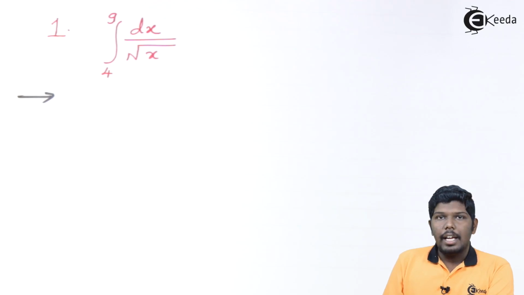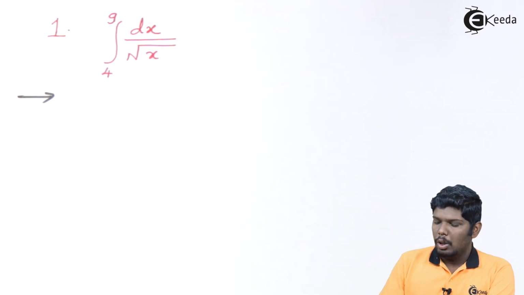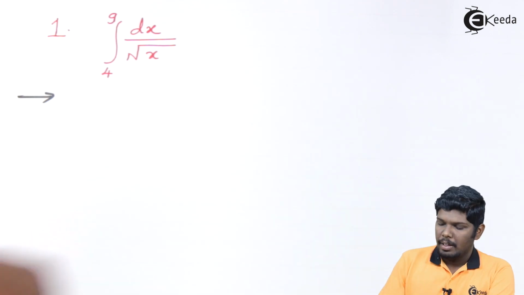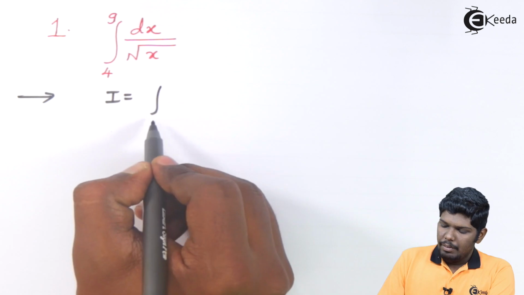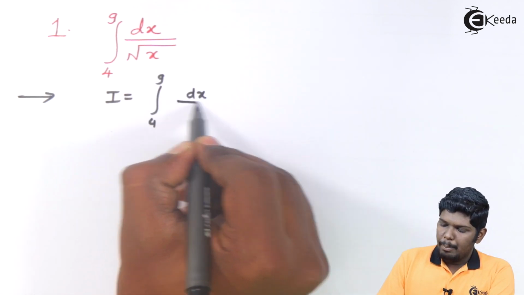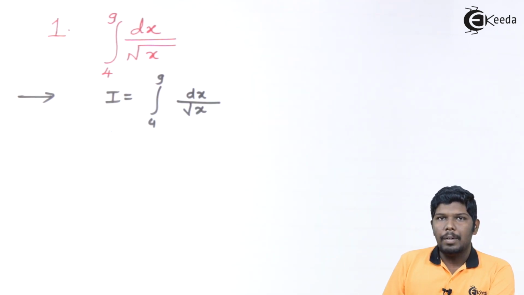Integral dx upon under root x from 4 to 9. Here the lower limit of x is 4 and the upper limit is 9. Considering the given integral as I, we have integral 4 to 9 dx upon under root of x. Now the rest of the procedure remains same, only in the last step we are going to do upper limit minus lower limit.